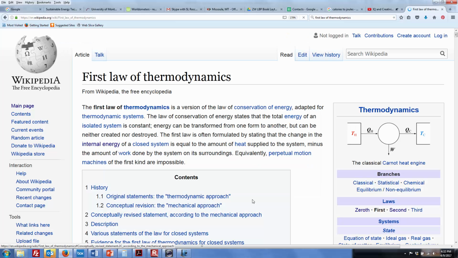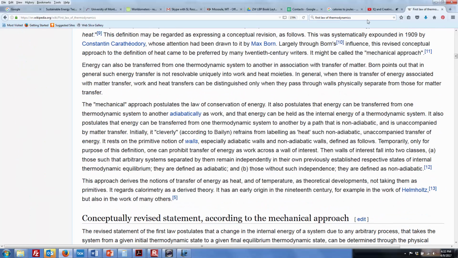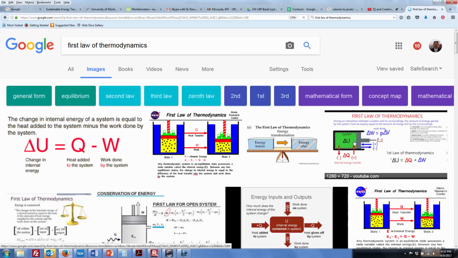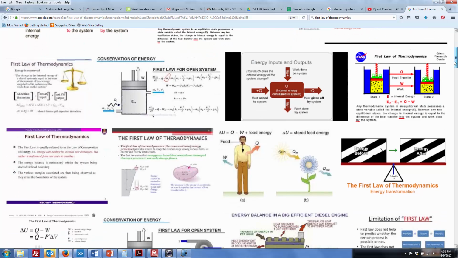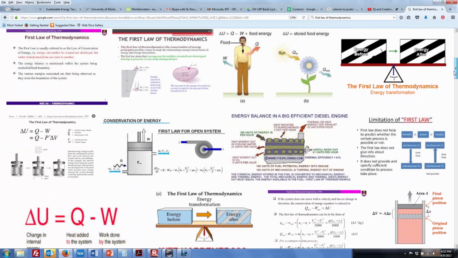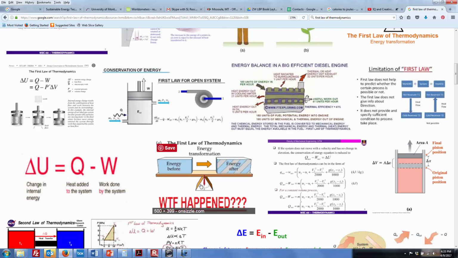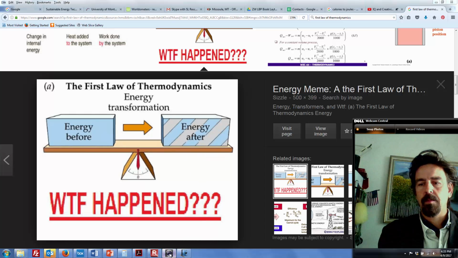Wikipedia is good. Let's see. I need a picture. Let's try it again. Let's try this. Images. Oh, this is terrible. This is no good. Well, this is okay.